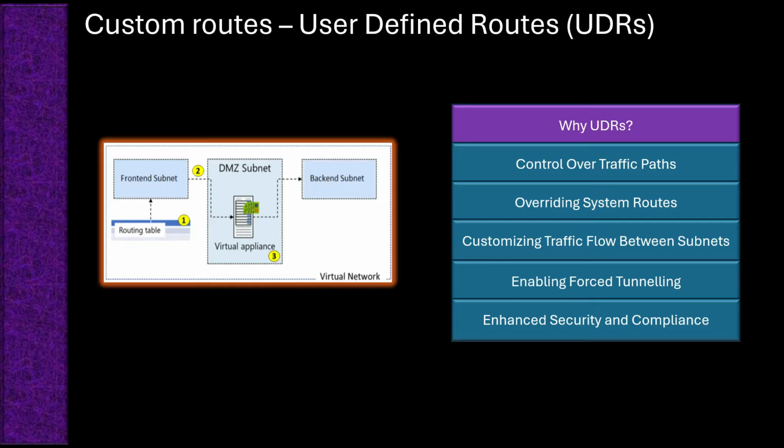In summary, UDRs are crucial for organizations that require more control over their network traffic than Azure's default routes, especially for enforcing security, directing traffic through specific appliances, or achieving regulatory compliance.